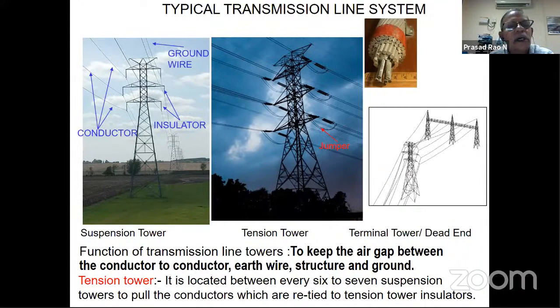So here you can see all the insulators are vertical. We call this the I configuration. Insulator is vertical. There is no V. So I configuration. And we call this a suspension tower because the conductor is suspended from one support to the other support.